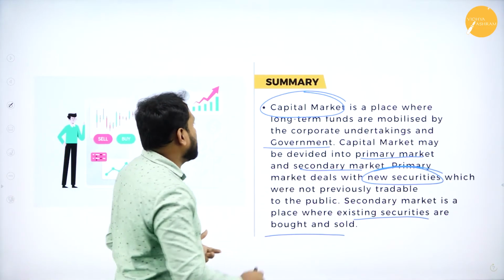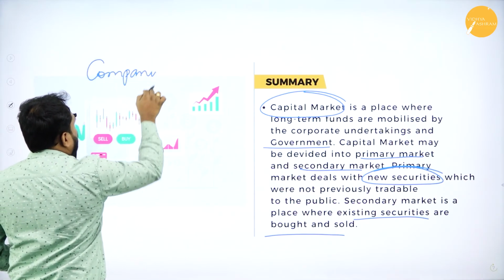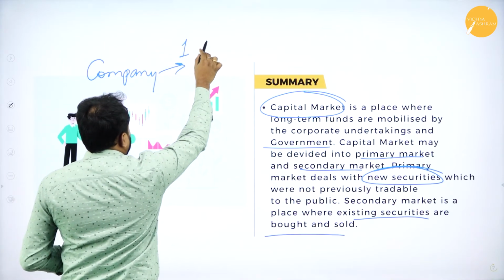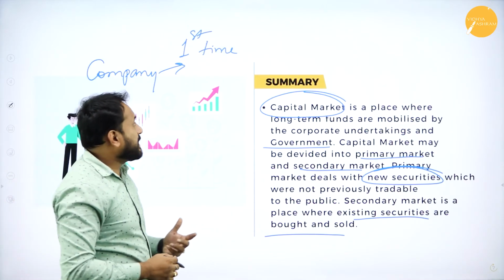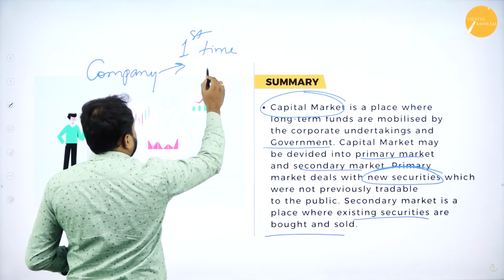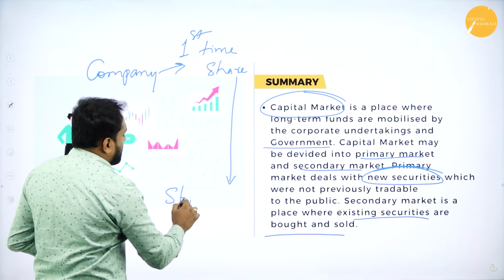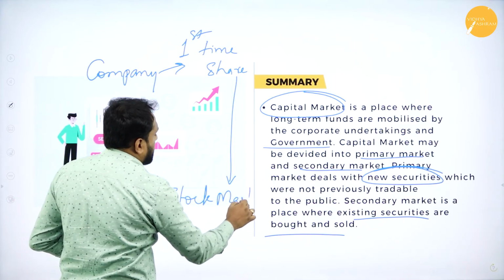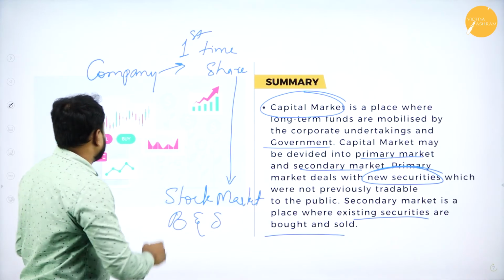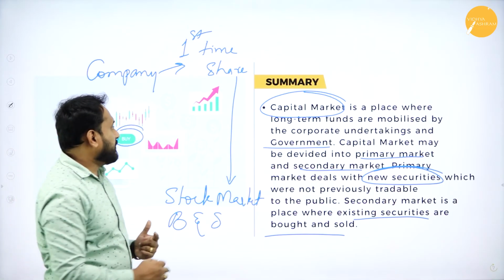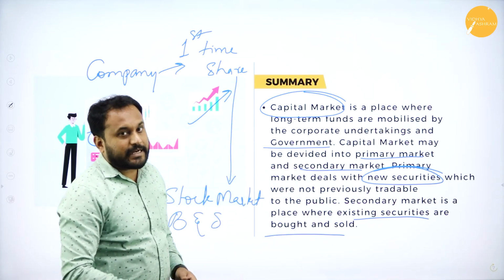Now primary market, when I tell you, that is the company issuing the shares for the first time. For the first time, and that is called the primary market. Secondary market is where the shares which have been issued are now in the stock market, and they are bought and sold. So the buying and the selling will happen depending on whether the demand is there or the supply is there. That is what the capital market is all about.